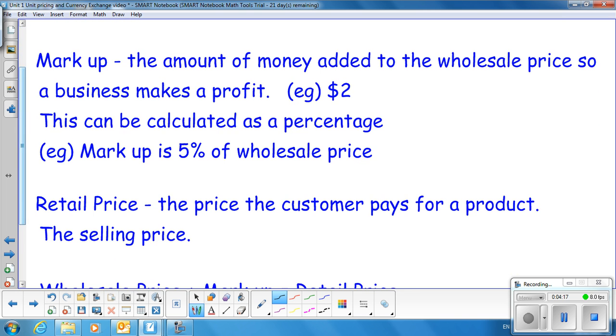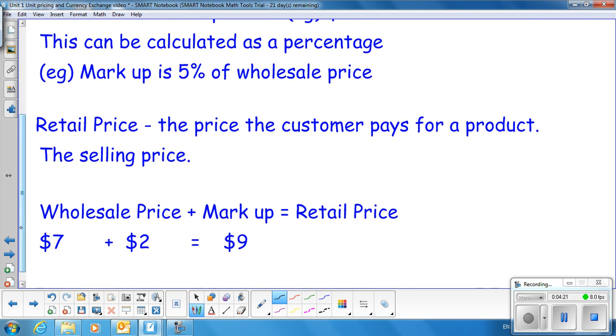The retail price is the price that the customer pays for a product, or the selling price. Retail price is the wholesale price plus the markup.